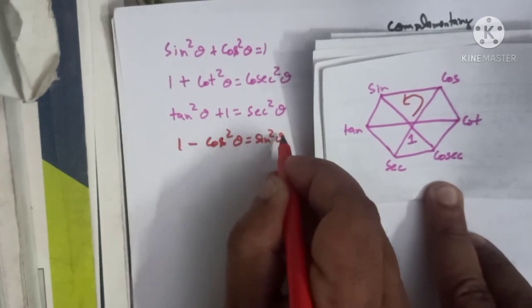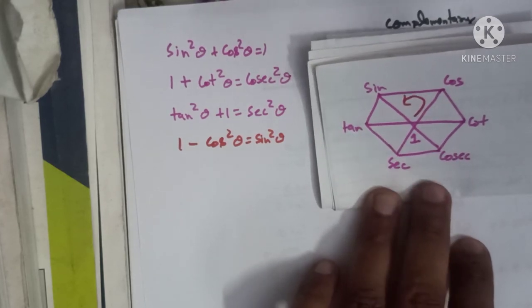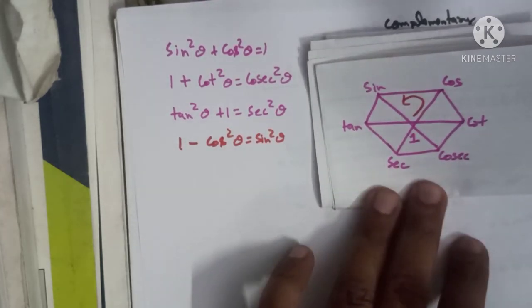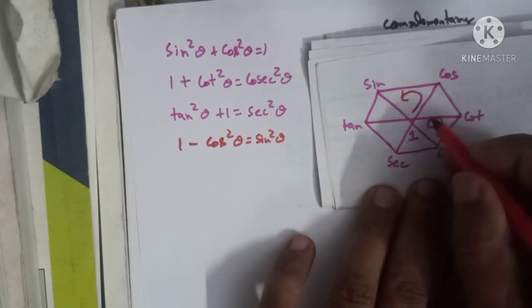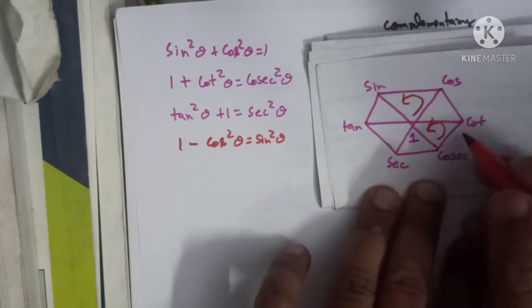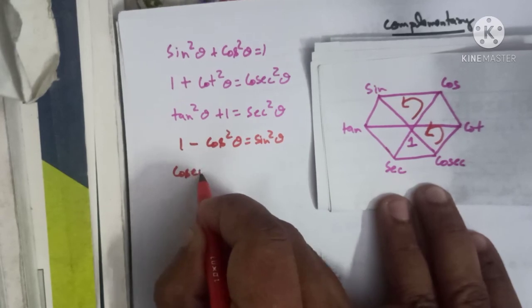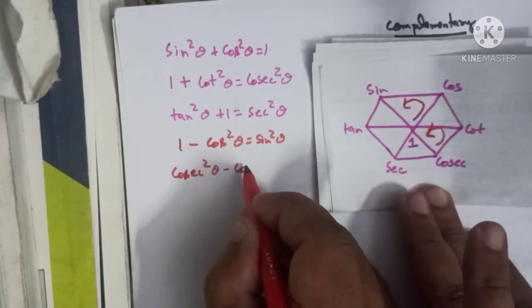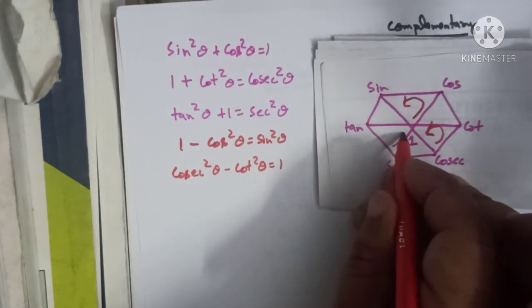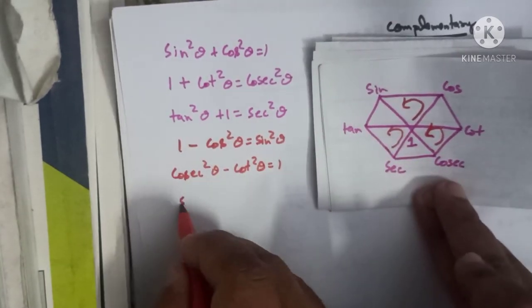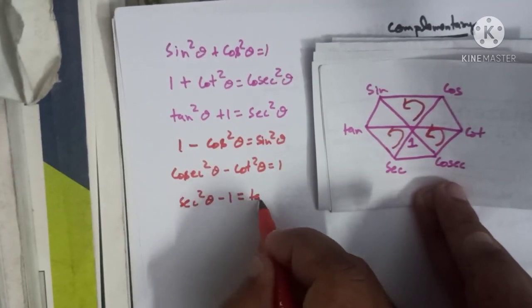When we are going clockwise, we have a plus sign, and when we are going anti-clockwise, we have a minus sign. Similarly here also: cosec square theta minus cot square theta equals 1. Third is sec square theta minus 1 is equal to tan square theta.